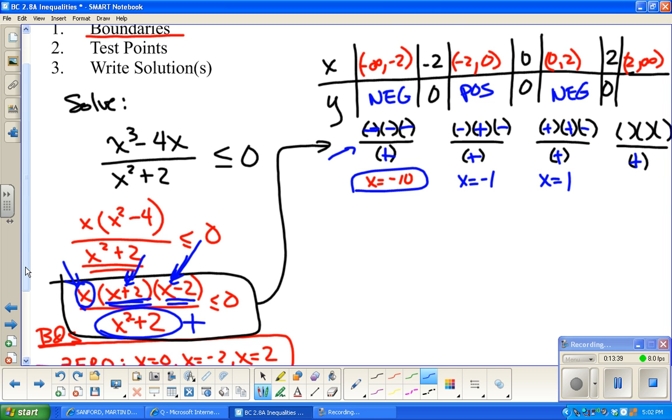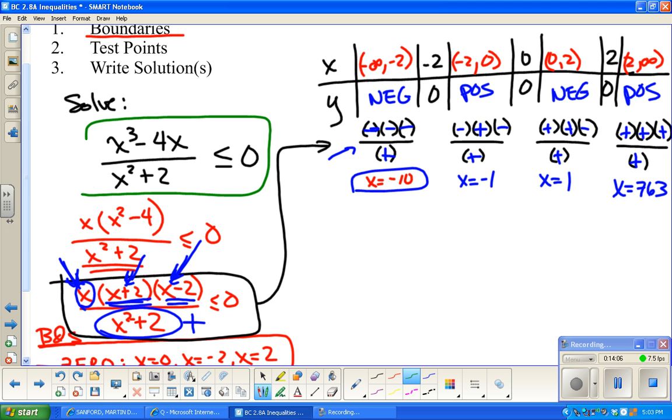Pick a value to the right of 2, something like 763. 763 is positive. All of these are going to be positive. You can plug them in. Okay, so now we need to write the solution. At this point, I have organized my information in a very, very convenient way. Now I need to go back to the original and see how this says less than or equal to.